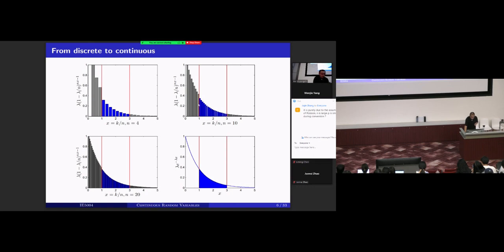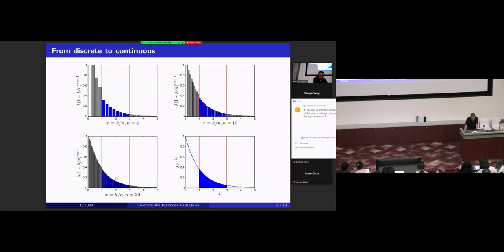In this case, the picture will look a bit different because n is larger, which means the width of the bars will be smaller, right? So now, if I still wish to know the probability that x takes a value between 1 and 3, it should be the area of those blue bars. Then I take n to be even bigger, so we have thinner and thinner bars. The height would be almost the same, right?